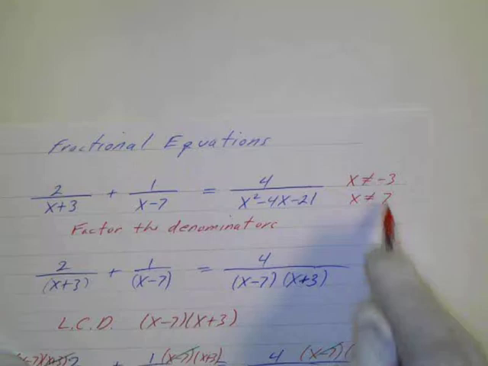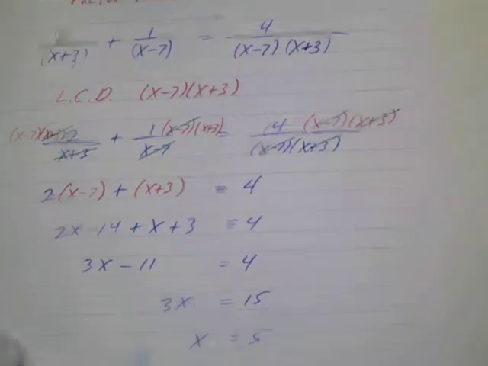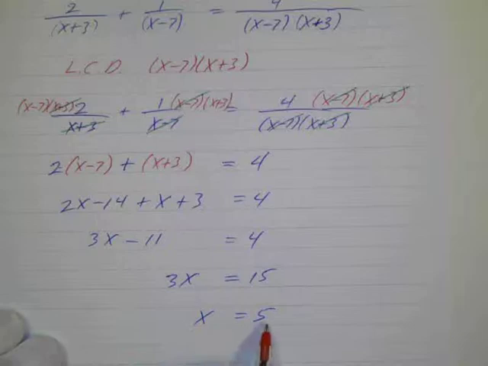We can't have that. So these are the restrictions on our domain, and we want to check because sometimes you get an answer that's restricted. This is not restricted. X can be 5, so there's my solution. And you can go back and check it.